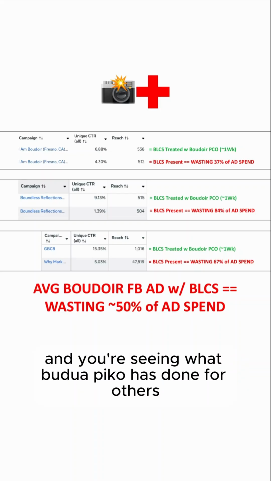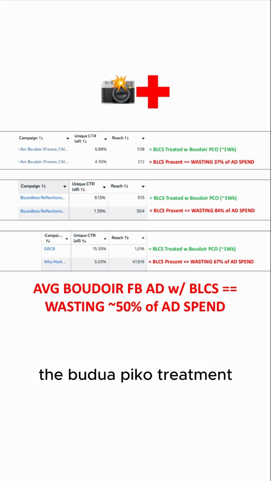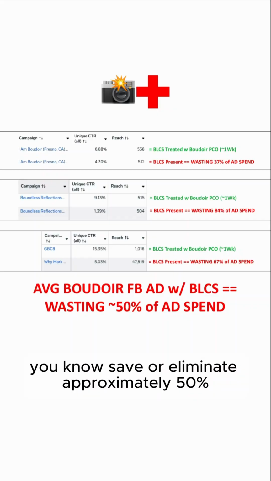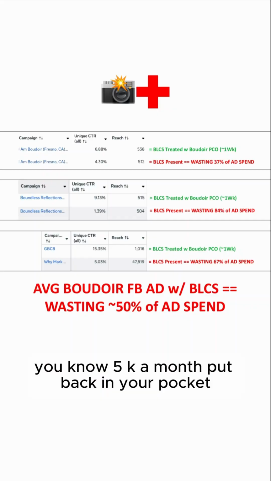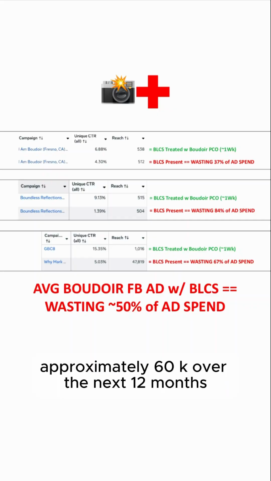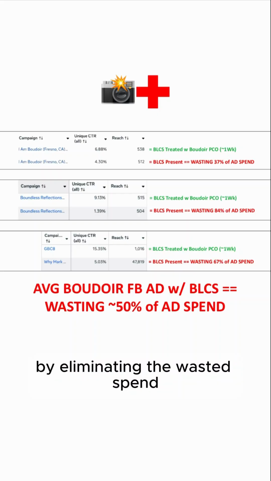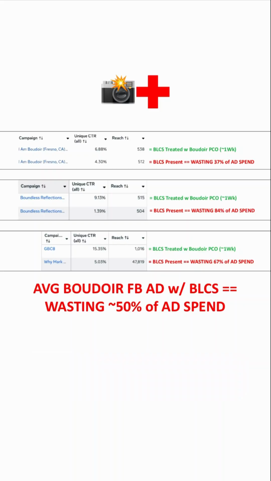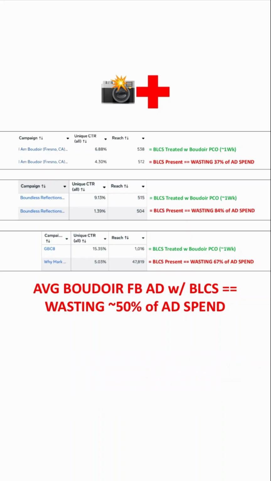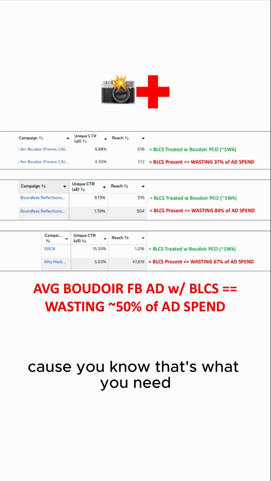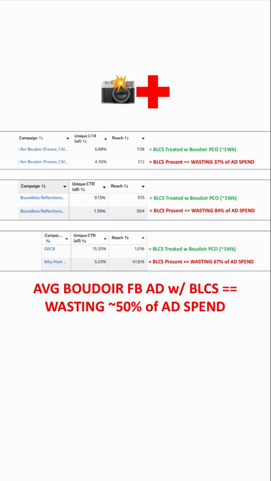And you're seeing what Boudoir Pico has done for others, the Boudoir Pico treatment. And you see on average it can save or eliminate approximately 50%. 5K a month put back in your pocket, approximately 60K over the next 12 months by eliminating the wasted spend and bringing your required spend down. And you want to achieve pre-click alignment. You want to become a dominant Boudoir advertiser with Boudoir Brain Entry Boost, because that's what you need on your path to become a #1 Boudoir photographer in your city.